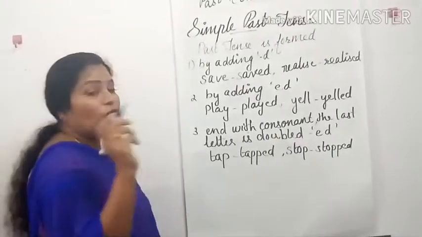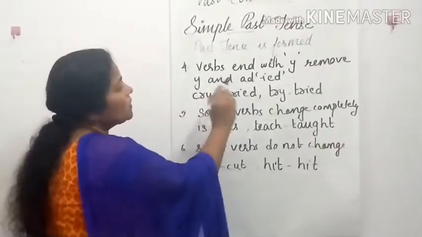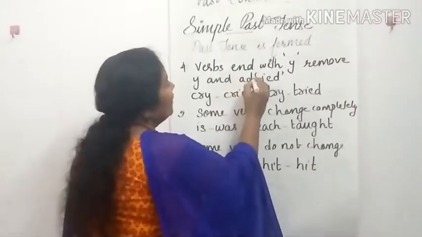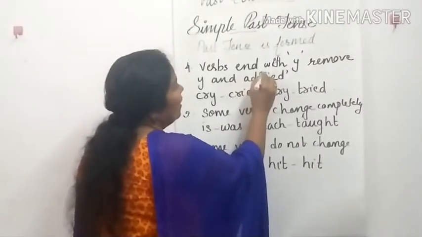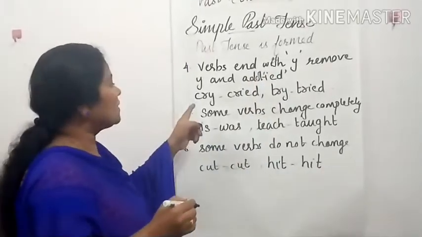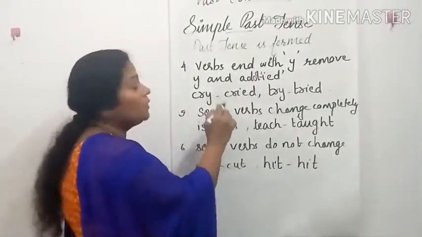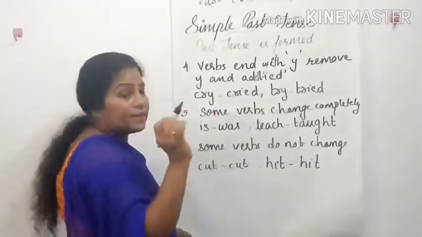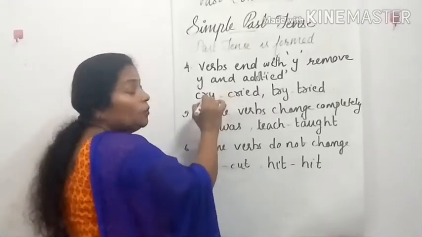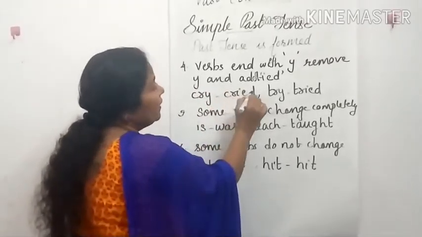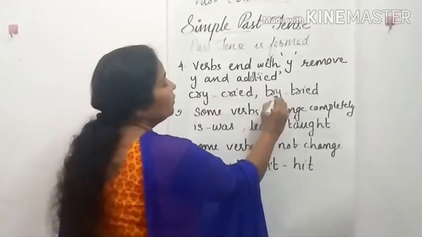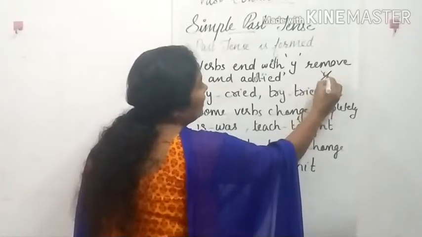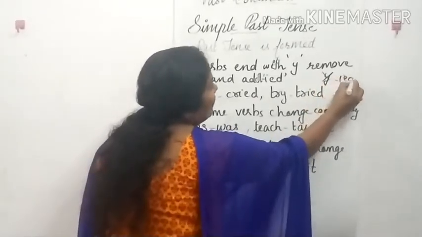Okay, and the fourth one is verbs that end with Y: remove Y and add IED to it. For example, cry. Cry is a word which ends in Y. For the letter Y, you have to remove the Y and add IED to it. Cry, try, these all end in Y. So remove that Y, and what are you going to add with that?